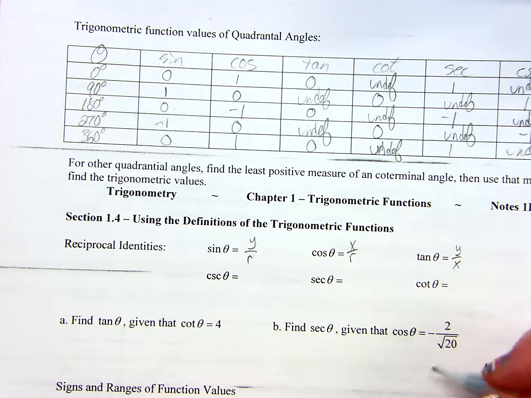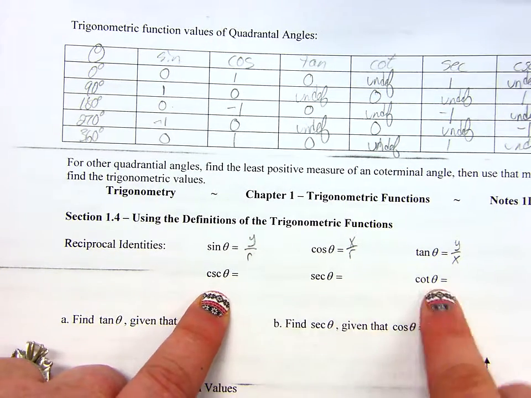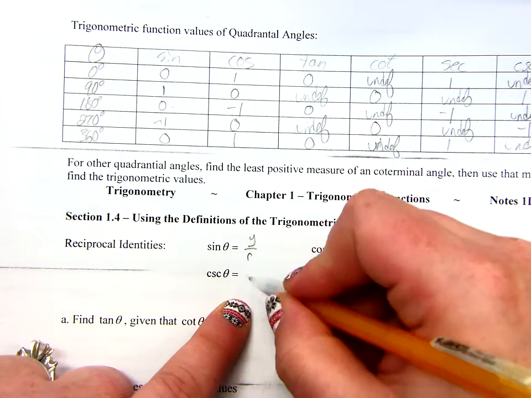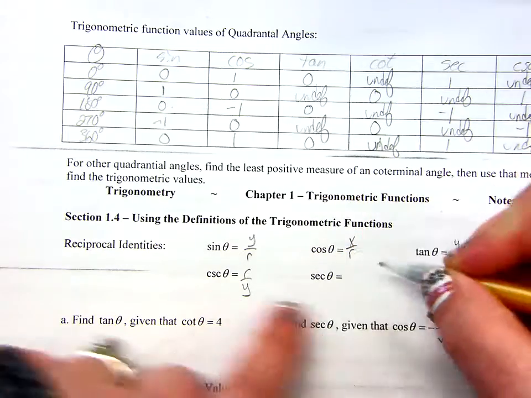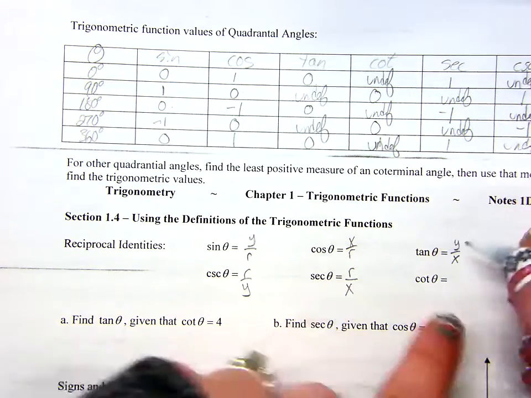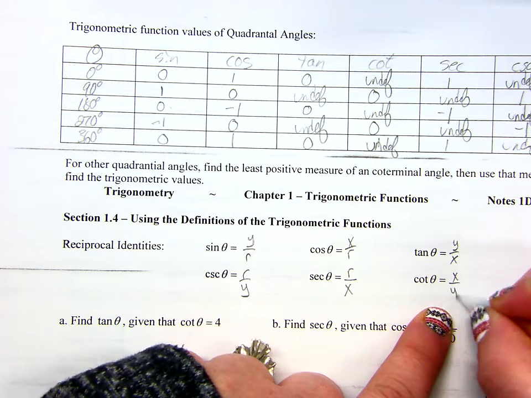And then we also know that the reciprocals, remember how they match up. Sine and cosecant are reciprocals of each other, so this would be r over y. Secant is the reciprocal of cosine, r over x. And cotangent, reciprocal of tangent.